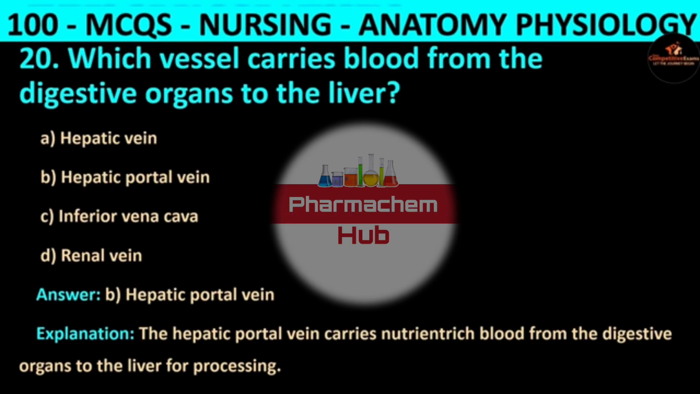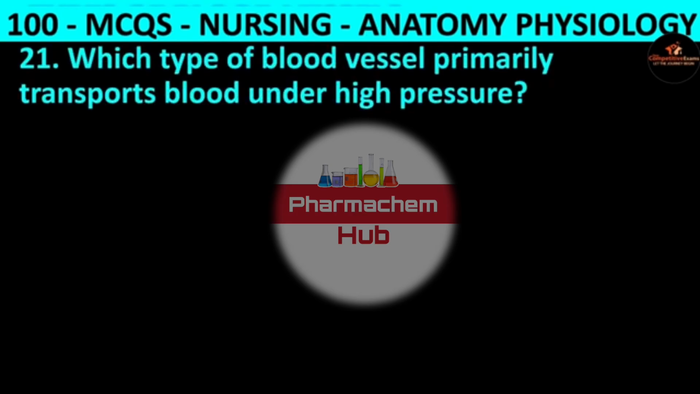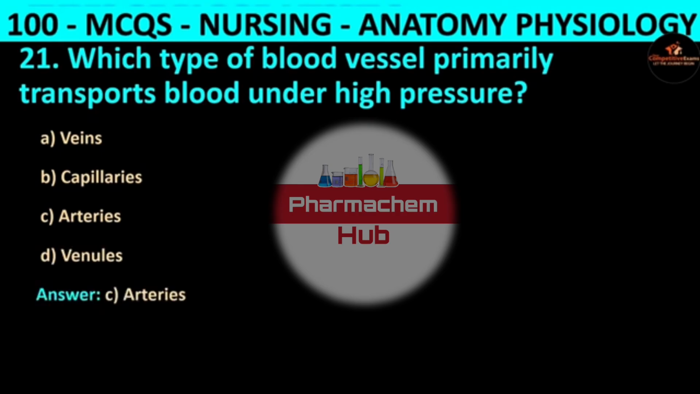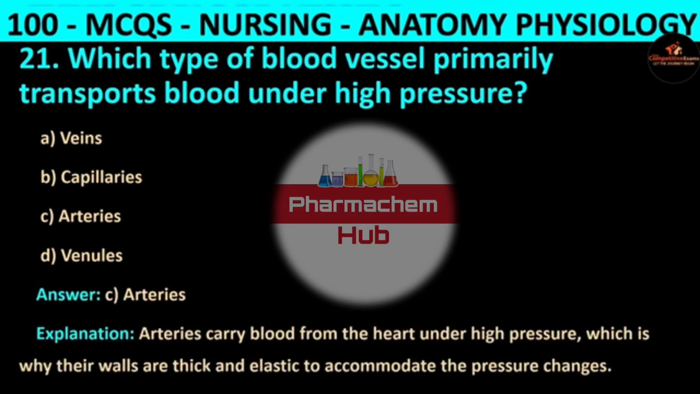Question number 21. Which type of blood vessel primarily transports blood under high pressure? The options are veins, capillaries, arteries, or venules. The correct answer is C, that is arteries. Arteries carry blood from the heart under high pressure, which is why their walls are thick and elastic to accommodate the pressure changes.